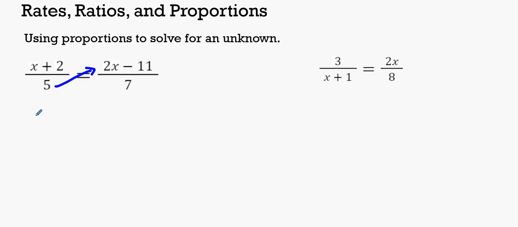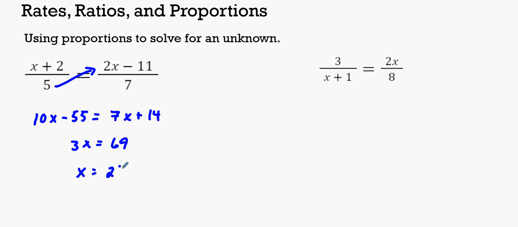If we said that 10x minus 55, when we multiply 2x minus 11 times 5, and then compare that to 7x plus 14, that's going to be 3x equals 69. If we subtract 7x from both sides and add 55, x is going to equal 23. Sorry. Now it's still ultimately the same thing. It's still ultimately that we're finding the cross products. The fact that those cross products involve expressions, not the end of the world. And you need to be prepared for this, right?